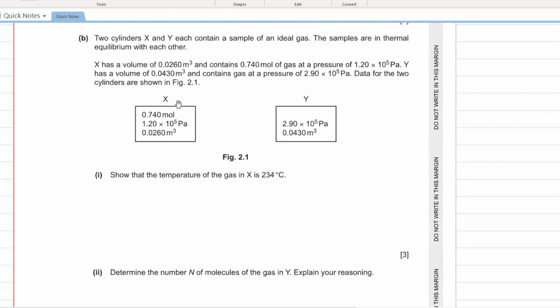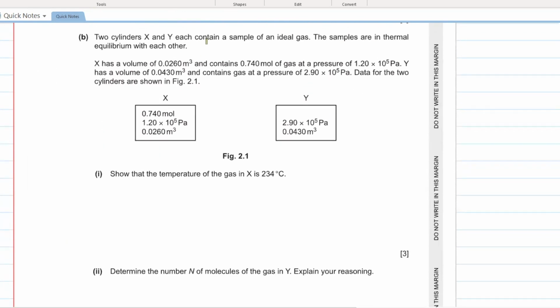Let's move ahead. Two cylinders X and Y each contain a sample of an ideal gas. The samples are in thermal equilibrium with each other. X has a volume of this, contains 0.74 moles and has a pressure of this. Y has a volume of this and contains gas at a pressure of this. Data for the two cylinders is shown. Show that the temperature of the gas in X is 234 degrees centigrade.